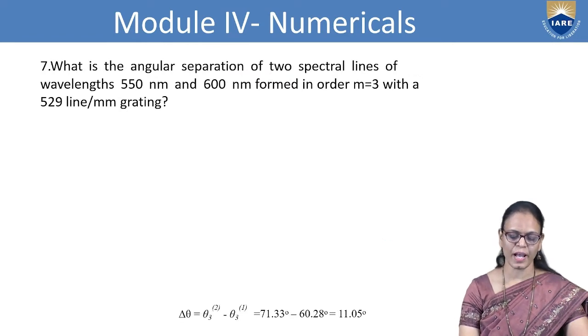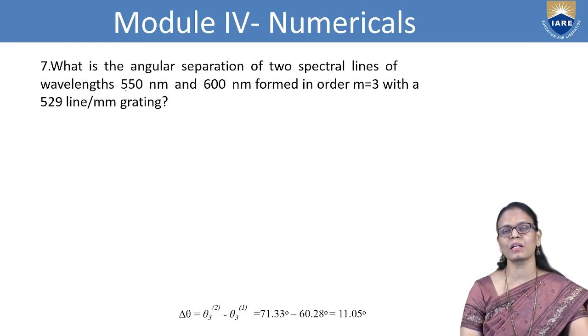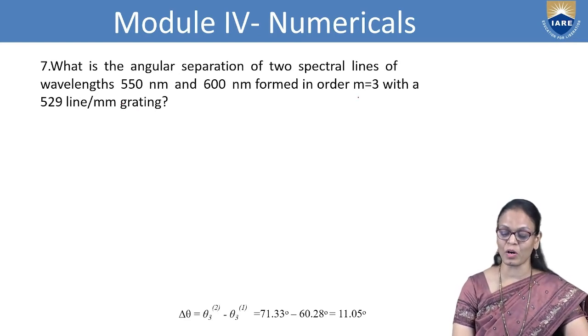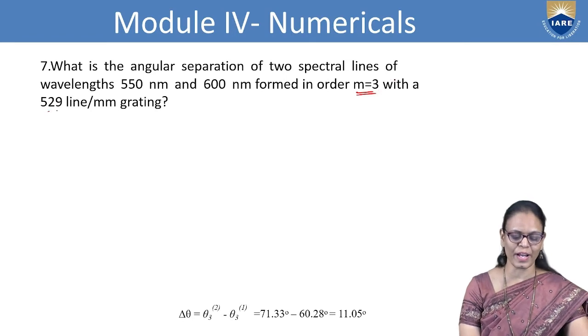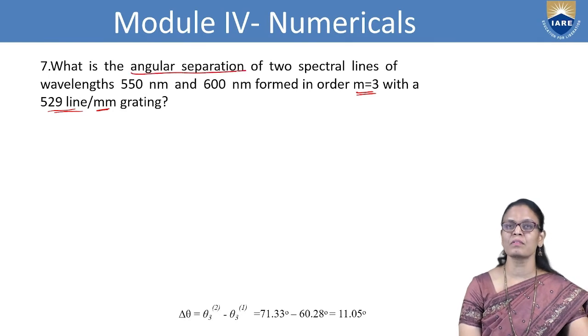Now, what is the angular separation of two spectral lines of wavelength 550 nanometer and 600 nanometer formed in order m is equal to 3 with a 529 lines per mm grating. This is actually a similar numerical to what we have done before. So maybe the order changes, and here the number of lines given are per mm. We need only to understand to do the conversion. Otherwise the rest of the things remain the same as what we have done in the earlier problem for angular separation.